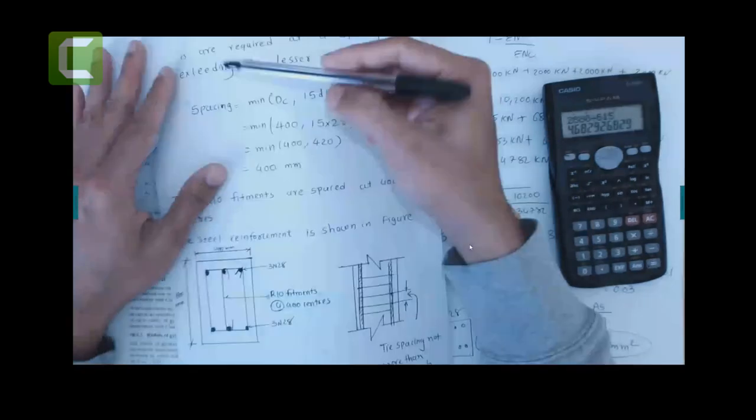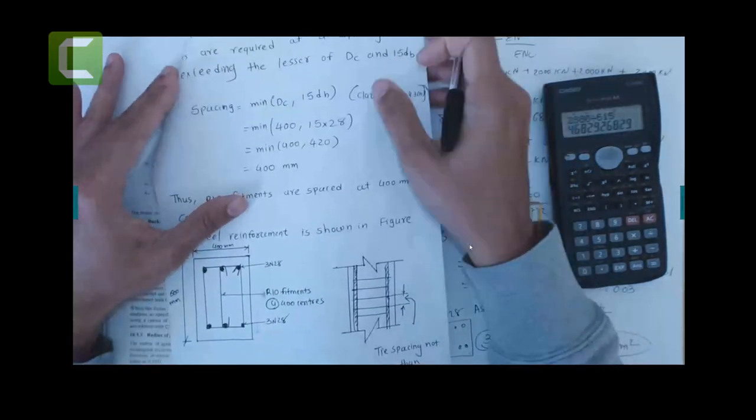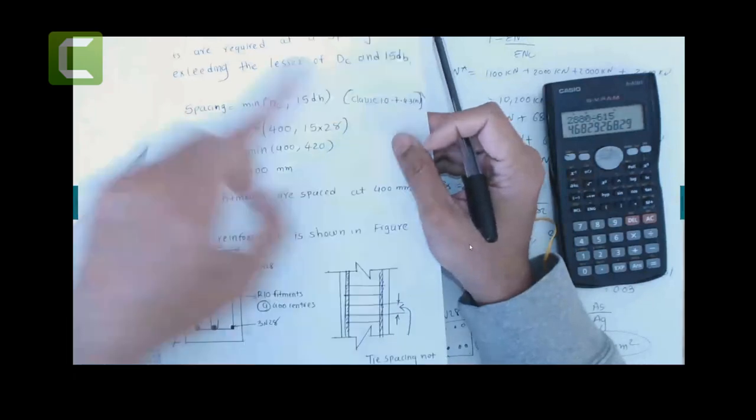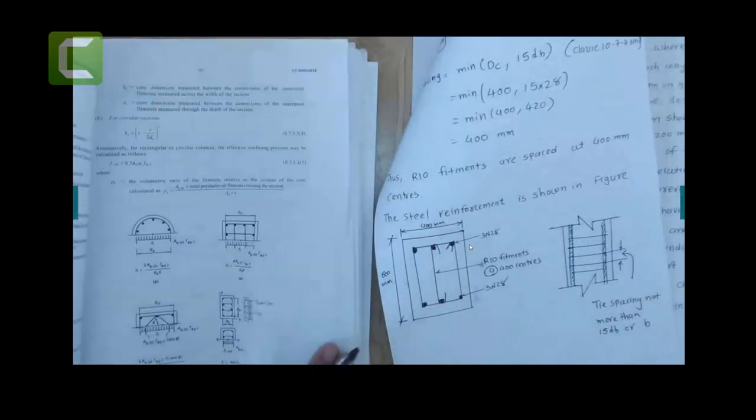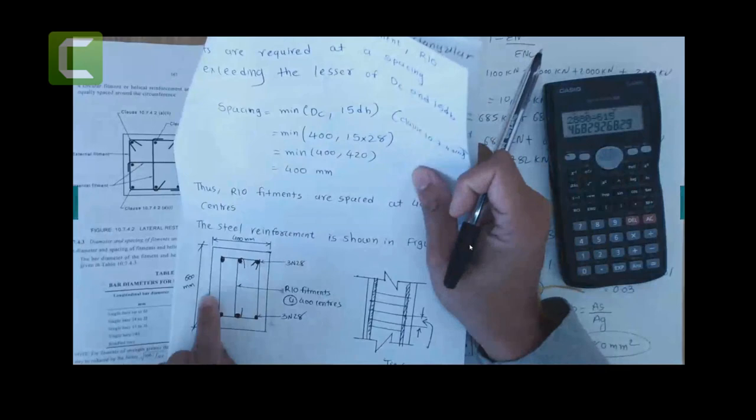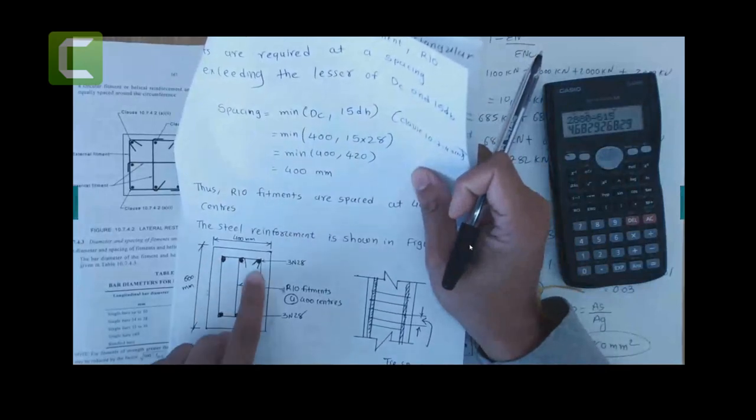So there is a minimum spacing requirement in the code, if you go to clause 10.7.4.3B, let me get back to you on that clause. So that is the fitments we're talking about now. We found those reinforcements. Now we need the fitments in your columns.